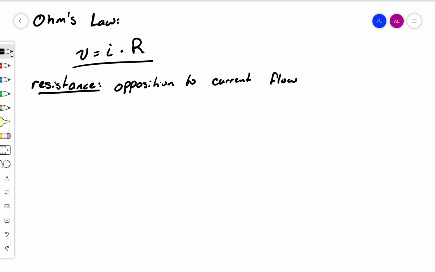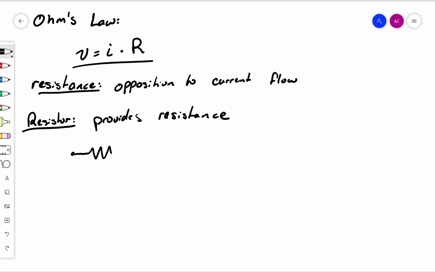So in order to provide resistance in a circuit, we use what's called a resistor. And a resistor provides resistance. Now the circuit symbol for a resistor is as follows. We have just a line and then some jagged diagonal lines. Okay, so this symbol here is a resistor in a circuit.